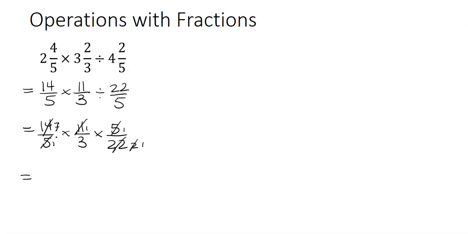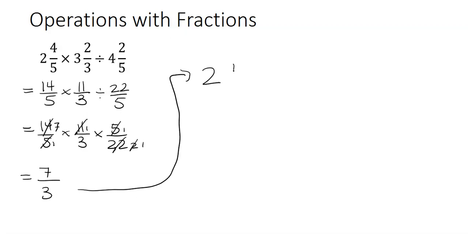So now I'd multiply straight across. 7 times 1 is 7. And my denominator, 1 times 3 times 1 is 3. Excellent. Nice and small. Very easy to take this number now. It's in lowest terms. I just need to convert it to a proper mixed number, which is 2 and 1/3.